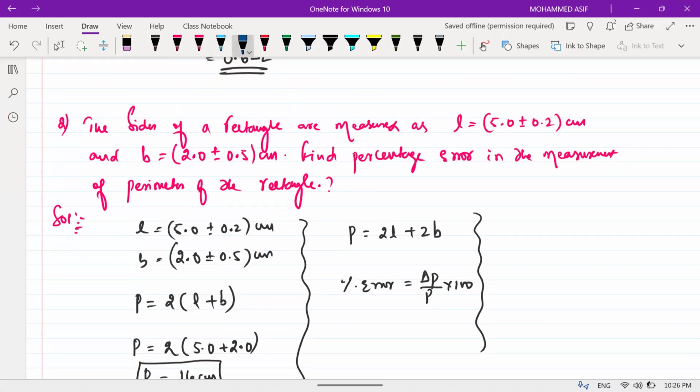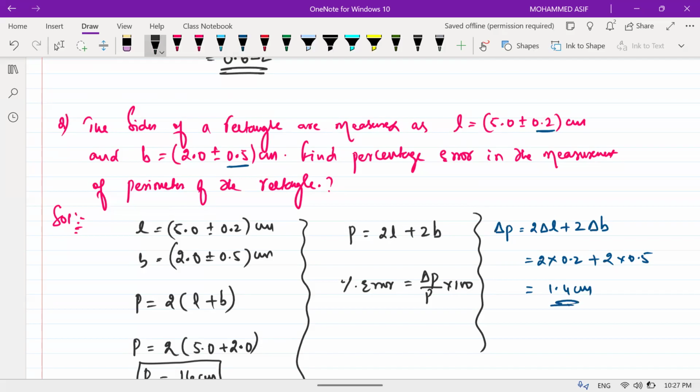I'm writing it. Delta P will be equal to 2 times delta L plus 2 times delta B. That means this value will be equal to 2 into delta L, which is 0.2. This is delta L. And delta B will be equal to 0.5 plus 2 into this value. So this will be equal to 2 into 0.4, that is 2 fives are 10, that means it will be 1.4 centimeters.